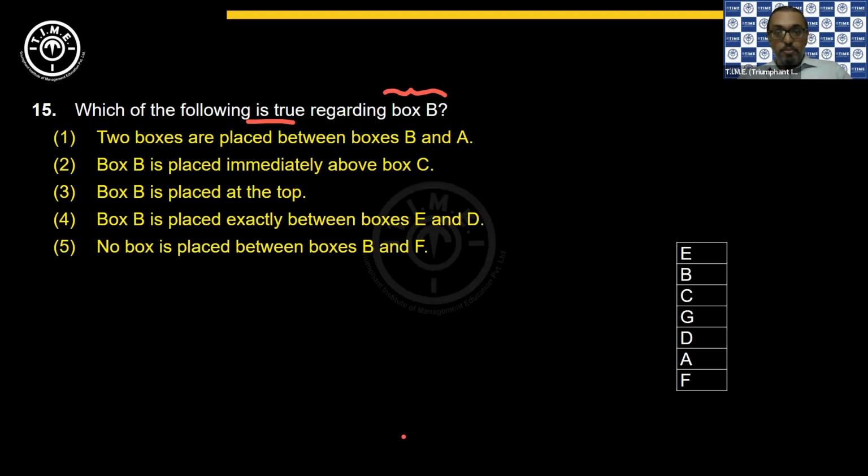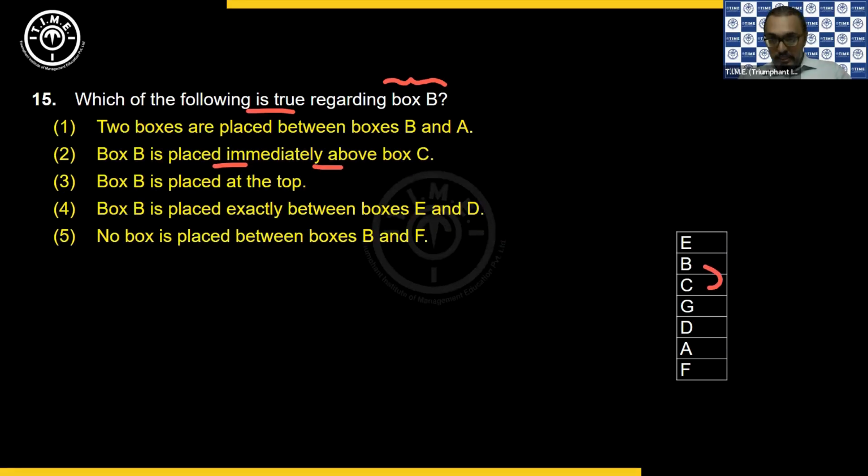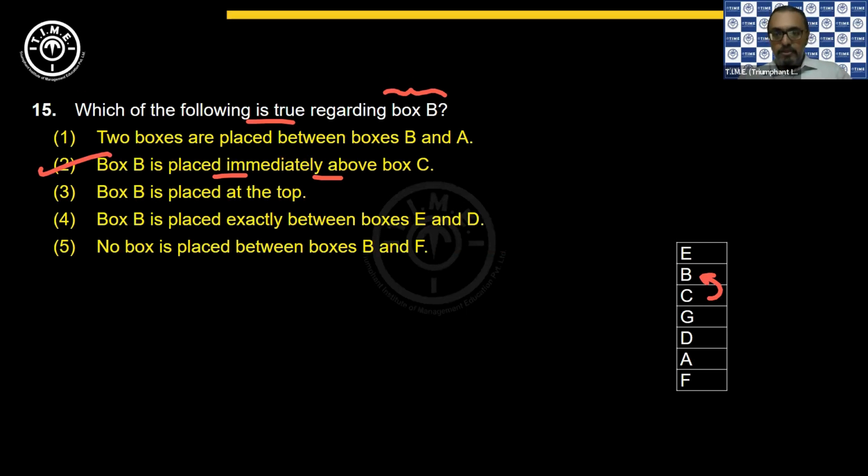Okay. Option 2. Option 2 says B is placed immediately above C. Correct. B is placed immediately above C. So choice 2 works. Choice 2 is the right answer. Yes. Thank you. Correct. Okay, Lavanya, it is not option 1, ma.